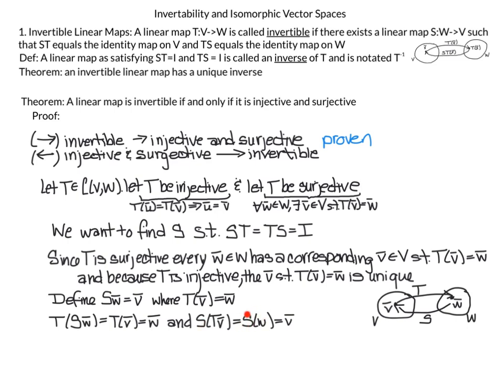and ST of V is equal to S of W now, which is equal to V. So in other words, ST of V is equal to V. In other words, TS together as a transformation takes a vector W and gives you back your W. So TS is the identity in our W vector space. Our ST takes a vector V and gives us back our vector V. So ST is our identity in the V vector space. And therefore, we've concluded our proof that an injective and surjective linear map gives us an invertible linear map.